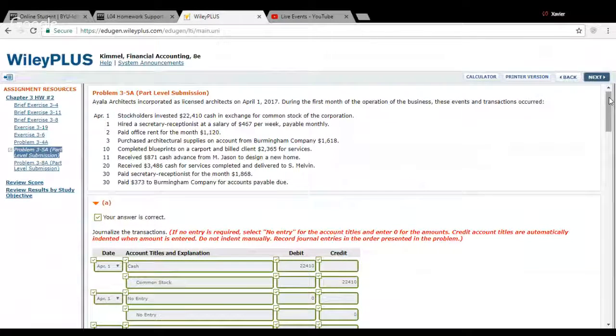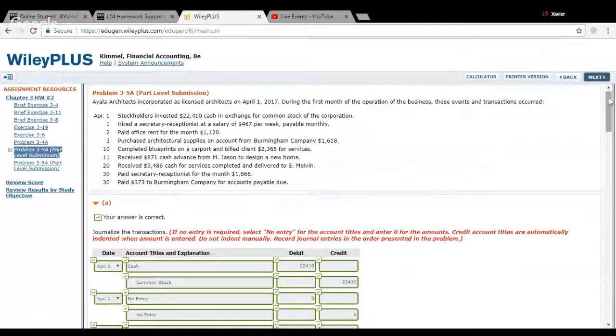So the first problem, 3.5a, this is what my screen says. Stockholders invested $22,410 cash in exchange for common stock with the corporation. So for cash, we're going to debit the 22,410 because we issued common stock for that. So we're going to credit common stock 22,410.